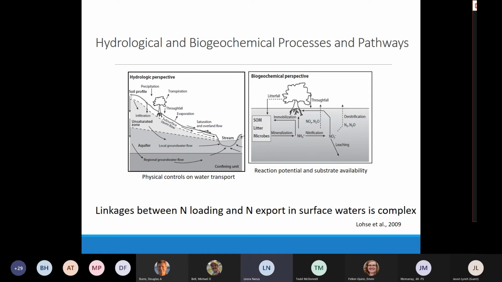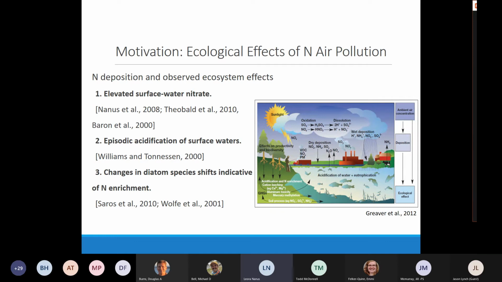Effects of excess N deposition to watersheds can lead to acidification of lakes, nutrient enrichment, and changes in aquatic ecosystems. Eutrophication, as you know, increases primary productivity in lakes and can alter diatom species distributions that form the base of the food web in many high elevation lakes. Past work has connected increasing rates of nitrogen deposition with observed effects across the Rocky Mountains, including elevated surface water nitrate concentrations, episodic acidification of surface waters, and diatom species shifts indicative of nitrogen enrichment.